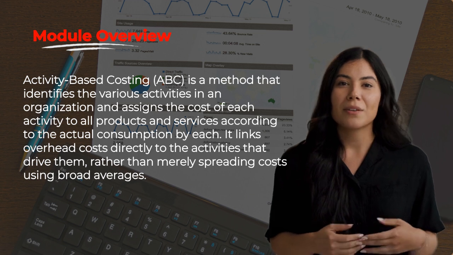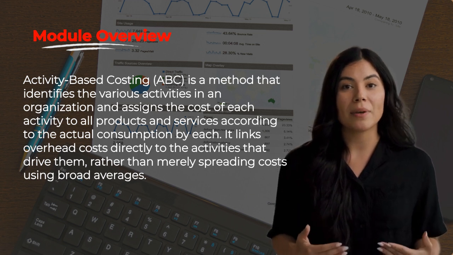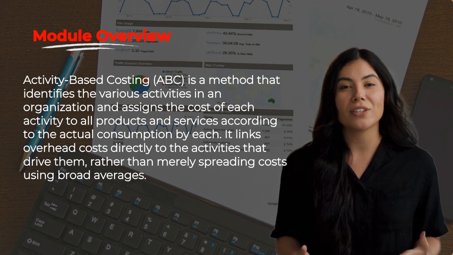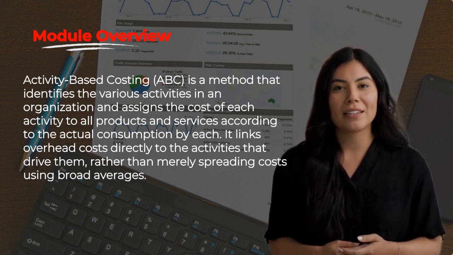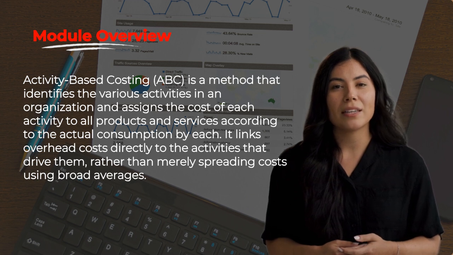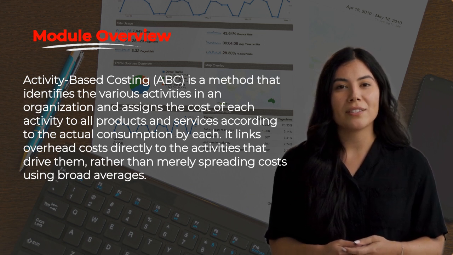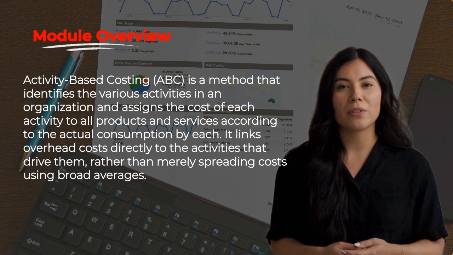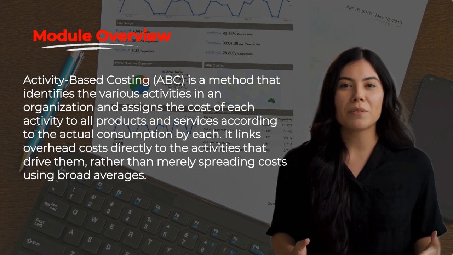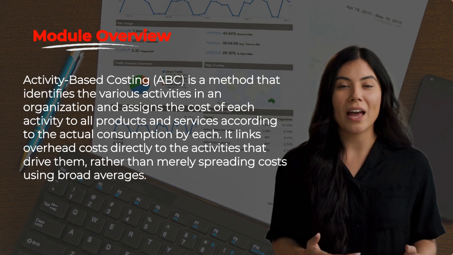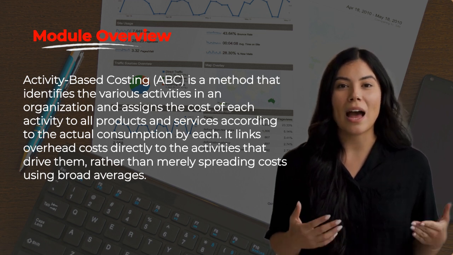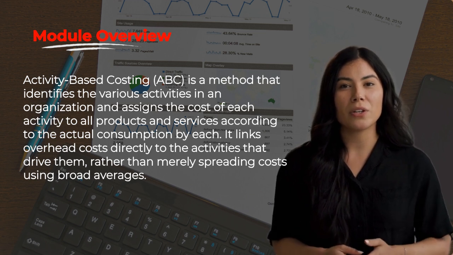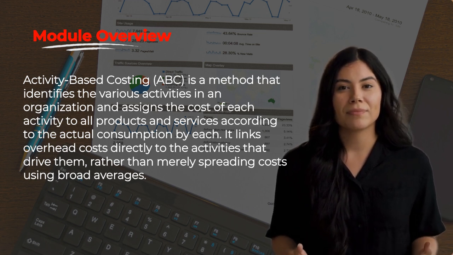Traditional costing systems allocate overhead costs based on a single cost driver, such as direct labor hours or machine hours. However, in today's dynamic business environment, this approach often leads to cost distortion, especially in multi-product companies with varying production processes. This is where activity-based costing, ABC, comes in, a more accurate, strategic, and granular approach to cost allocation.